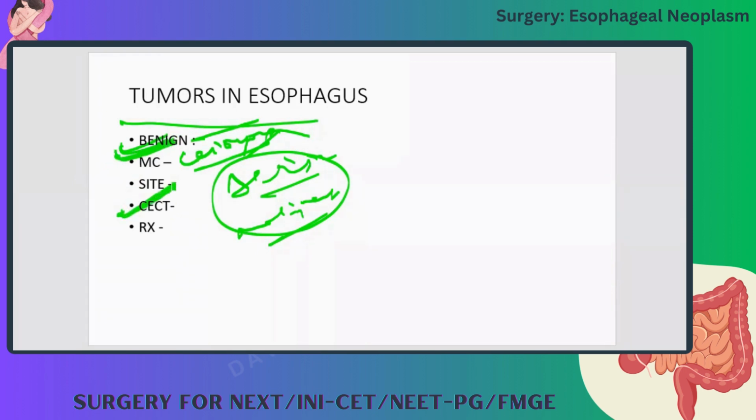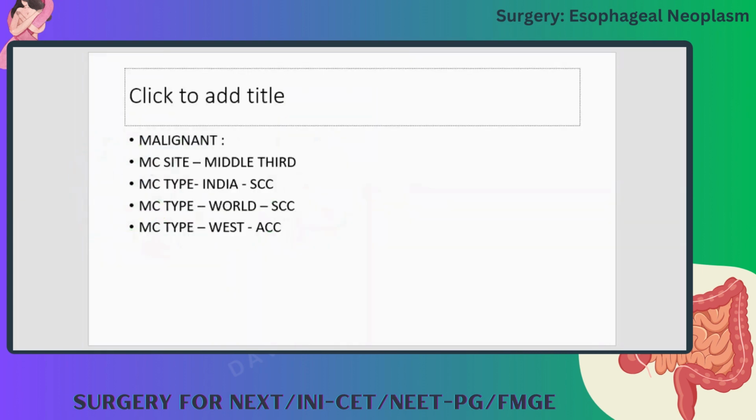CECT is the investigation of choice. Treatment for a benign tumor is resection, which is enough. Endomucosal resection or resection of the tumor is enough. So this is about benign tumors. Now we go into malignant tumors.